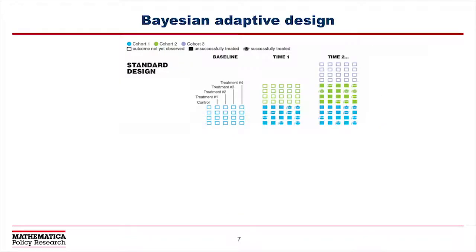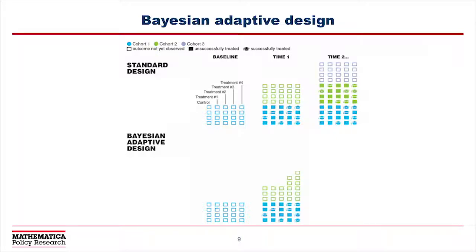All right, let's make that a little smaller so that we can compare the Bayesian adaptive design and how it differs underneath. So under the Bayesian adaptive design, at baseline, we're going to do the exact same thing. We're just going to randomly assign with equal probability those first 20 families to each of the 5 arms.